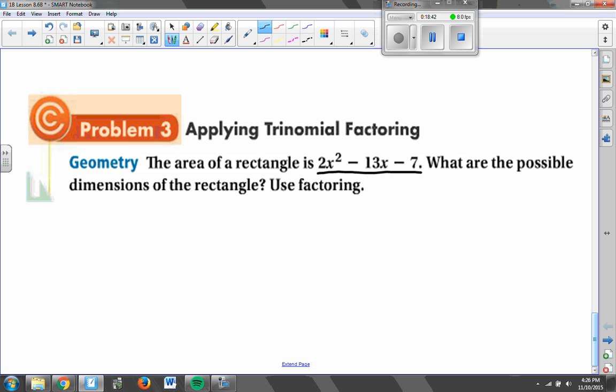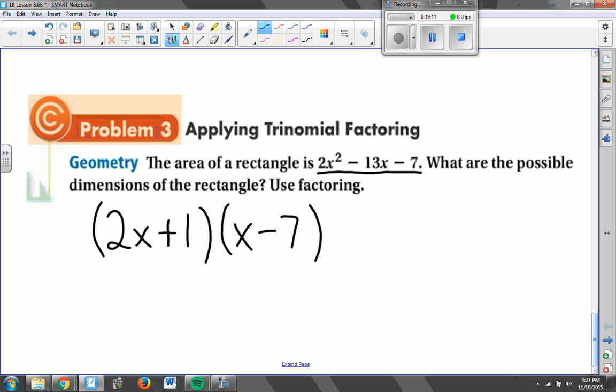Okay. The correct answer here, 2x and x, and my missing pieces are 7 and 1. I need a minus 7 and a plus 1. 2x plus 1, x minus 7. That is the correct answer there. Possible dimensions: 2x plus 1, x minus 7.